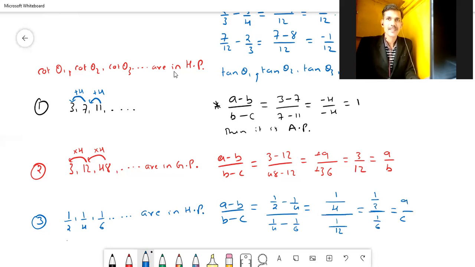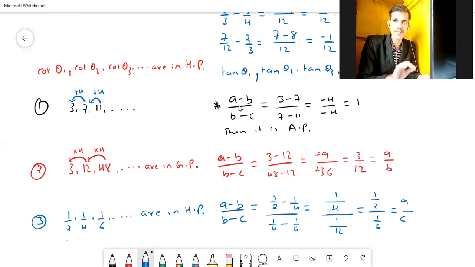So you have to remember: if this ratio is 1, it is in arithmetic sequence. If this ratio is a upon b, then it is in geometric sequence. If this ratio is a upon c, then it is in harmonic sequence. If three terms are known, by calculating the ratio of a minus b upon b minus c, we can identify what type of sequence it is.